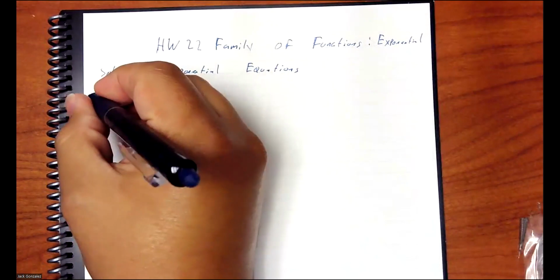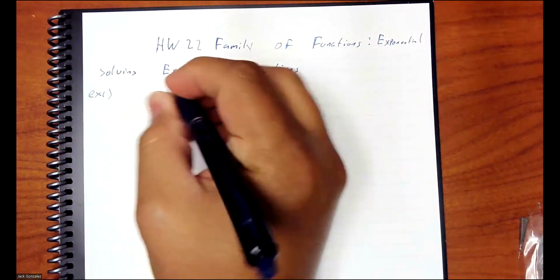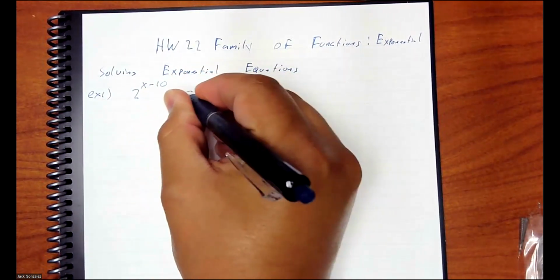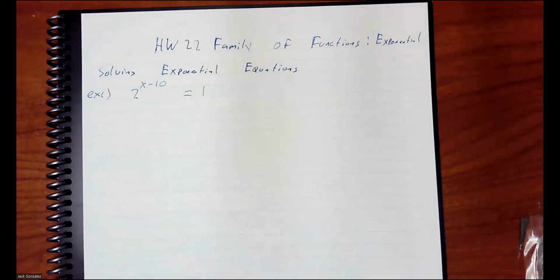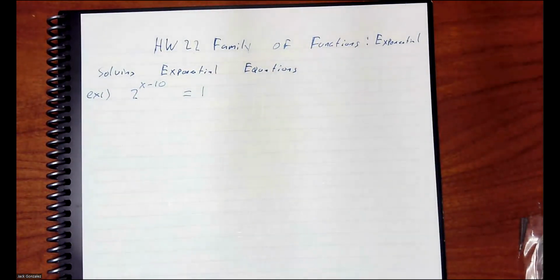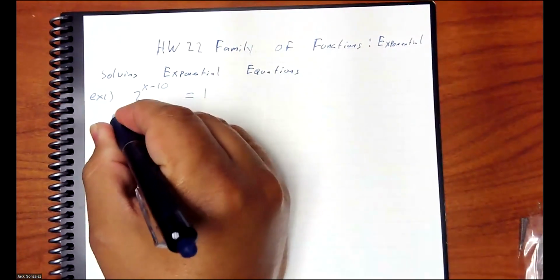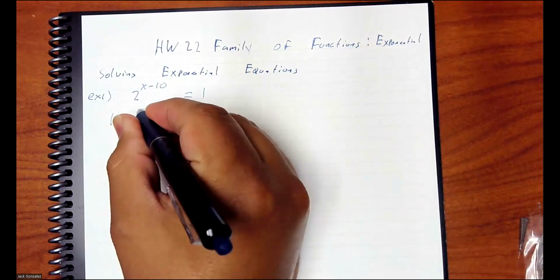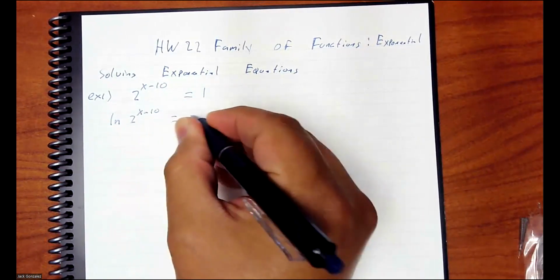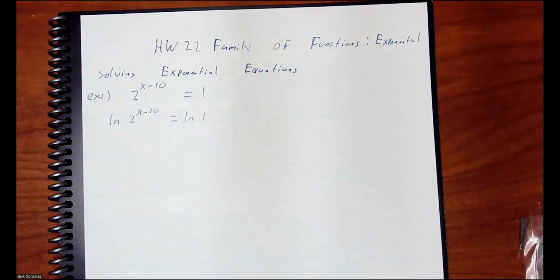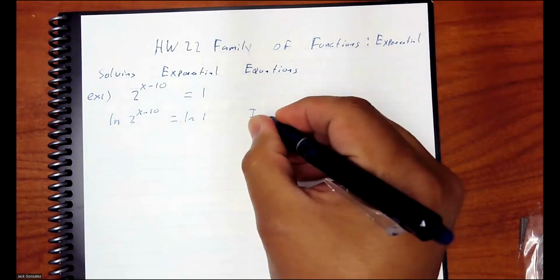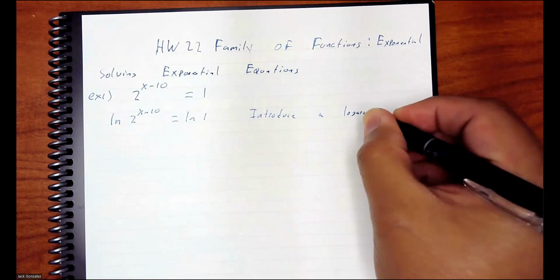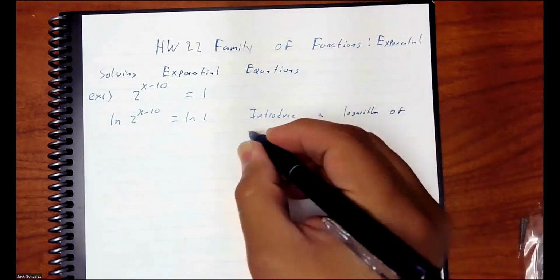Okay. So number 1 here: 2 to the x - 10 equals 1. So what I recommend is just introduce a logarithm on your calculator. I choose ln every time just because it's my favorite. Doesn't really matter. The first step is introduce a logarithm of your choice.